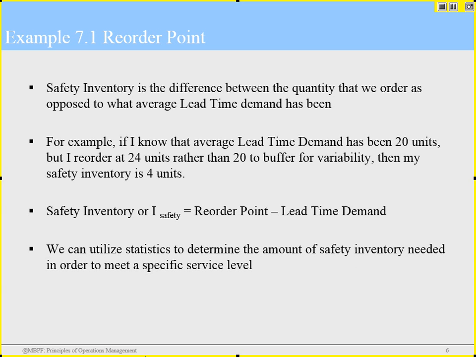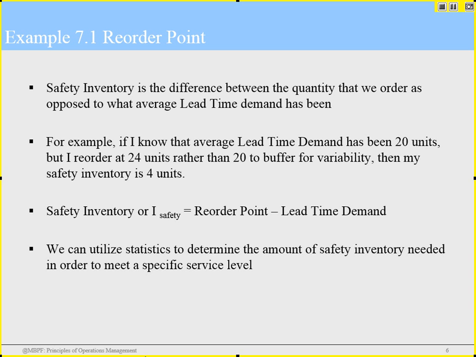So it's just how much buffer we're carrying. That's our safety inventory. For example, if I know that average lead time demand has been 20 units, so lead time demand says if it's going to be 2 days before I get my order and it's 10 units per day on average on my demand, my lead time demand is going to be 20 units. You guys following that math? Okay, that comes right from 343.